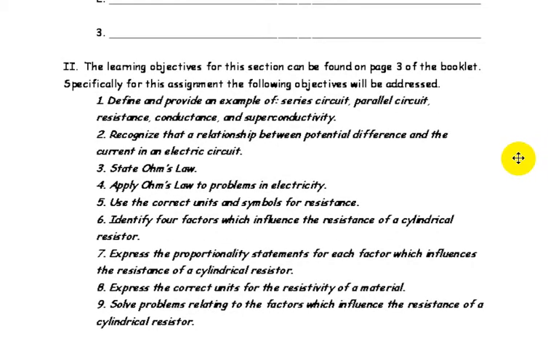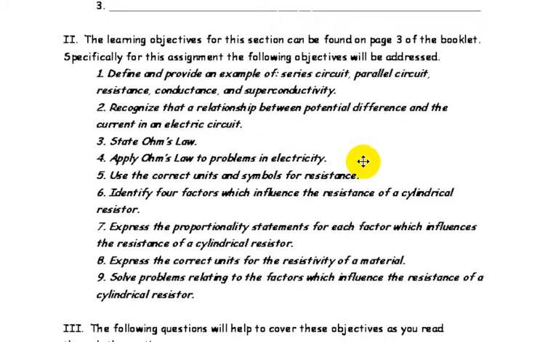And in this video, we'll be looking at defining and providing examples of a series circuit, parallel circuit, resistance, conductance, superconductivity. State Ohm's law. Apply Ohm's law to problems in electricity. Use the correct units and symbols for resistance. Identify the four factors which influence the resistance of a cylindrical resistor. Express the proportionality statements for each of the factors that influence the resistance of a cylindrical resistor. Express the correct units for resistivity of a material. Solve problems relating to factors which influence the resistance of a cylinder.